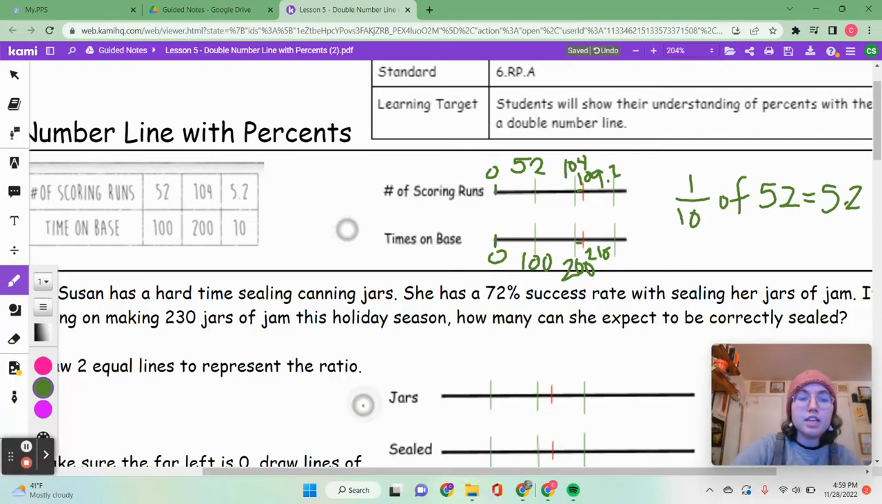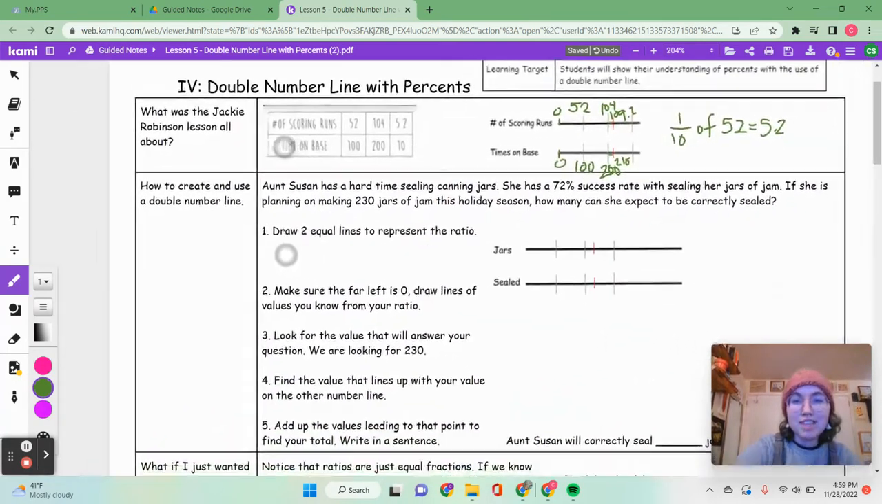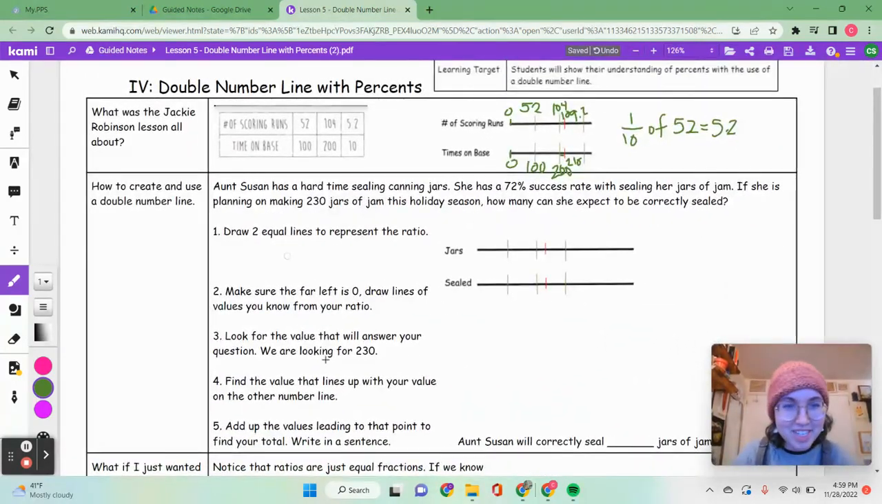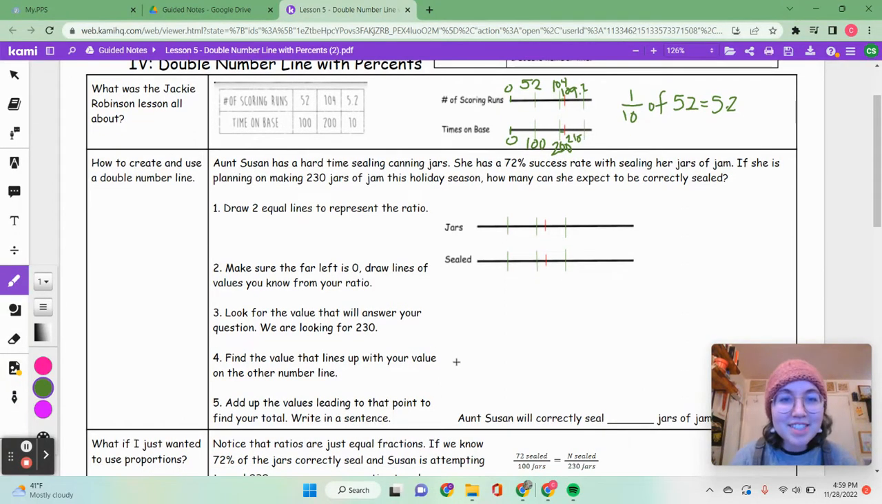Let's talk about this in a different context that I might understand a little bit more than baseball. So Aunt Susan has a hard time sealing canning jars. She has a 72% success rate with sealing her jars of jam. If she's planning on making 230 jars of jam this holiday season, how many can she expect to be correctly sealed? So we've drawn our two equal lines to represent the ratio. I also drew the ticks in there. Of course, starting at 0, like we did before.